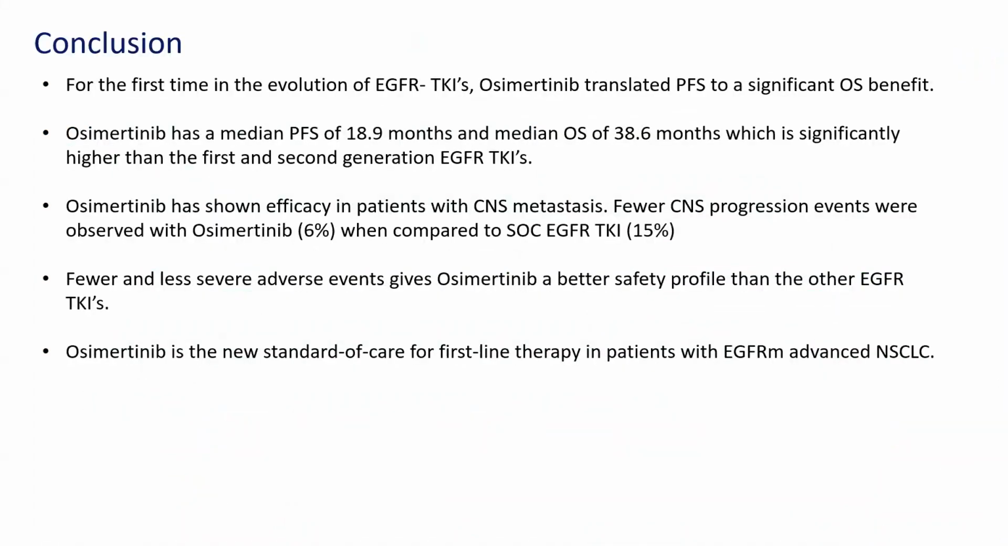So the conclusion: for the first time in the evaluation of EGFR TKIs, osimertinib translated PFS into significant OS benefit. Osimertinib has a median PFS of 18.9 months and median OS of 30.6 months, which is significantly higher compared to the first and second generation TKIs. Osimertinib has shown efficacy in patients with CNS metastasis. Fewer CNS progression events were observed, and fewer and less severe adverse events give osimertinib a better safety profile. It's the new standard of care in the first line, and in future the combination is going to be the standard. Amivantamab plus lazertinib we can offer to patients who can afford it. Next slide. With this, I conclude this session. Thank you so much, Stalin sir, for this opportunity.